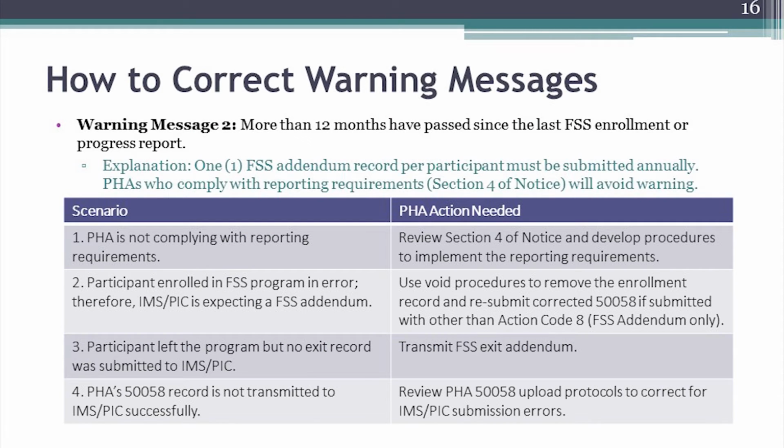Warning message 2 states that more than 12 months have passed since the last FSS enrollment or progress report. Here, what it's saying is that the annual requirement is that a progress report or an enrollment record needs to be submitted annually, and the PHA has not complied with this reporting requirement.